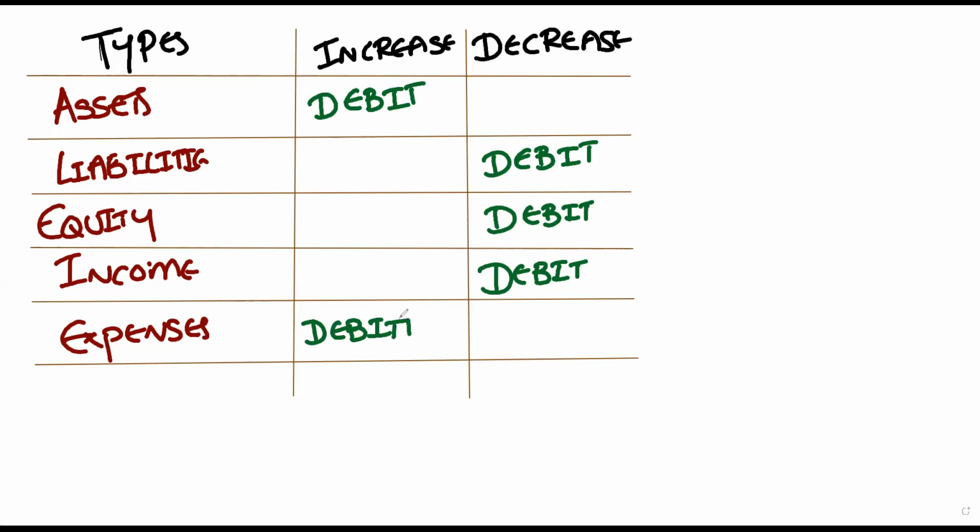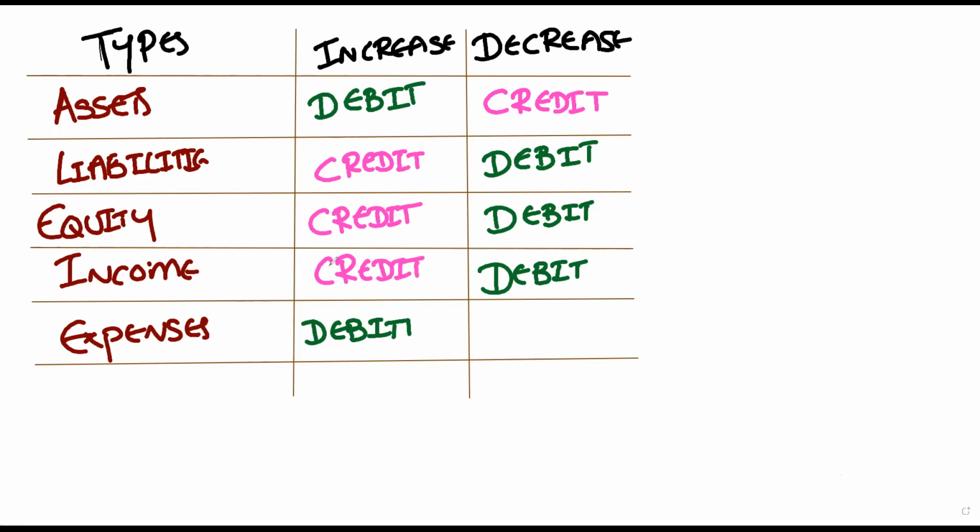Then the other side. Assets decrease, credit. Liability increases, credit. Equity increases, credit. Income increases, credit. And expense decreases, credit. Pute, memorize this table.